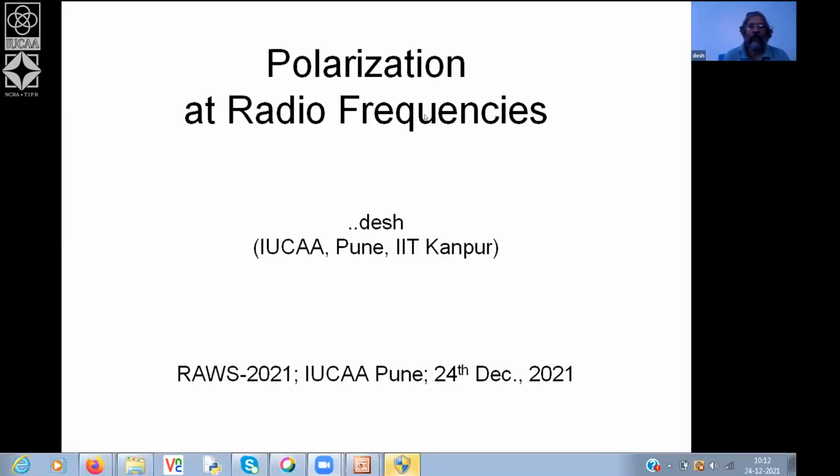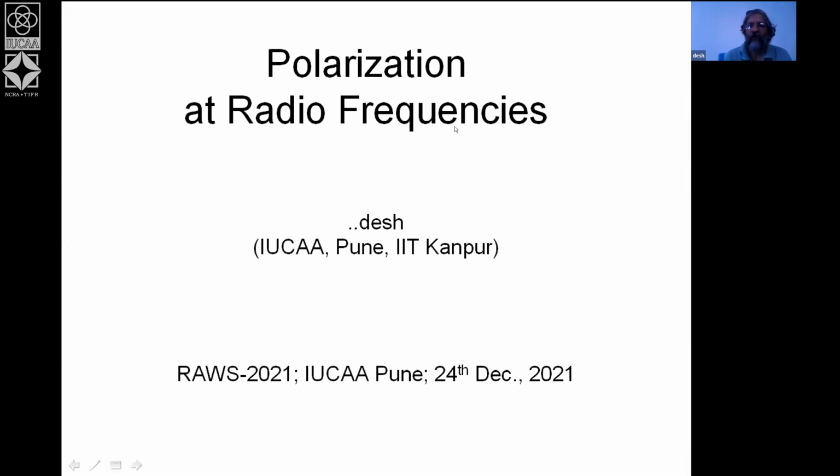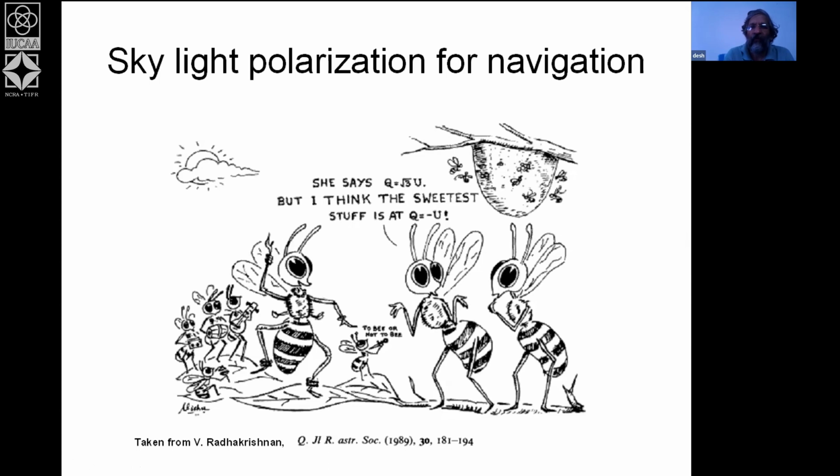So we will be talking about polarization today, particularly with reference to radio frequencies. But before we do that, let's appreciate how bees have been using this all along. They use the skylight polarization for navigation. The terms used here, Q, U, and so on, are something that we will get familiar with as we go along. But directions will be defined by some specifications of these parameters, which are Stokes parameters, as we will see.